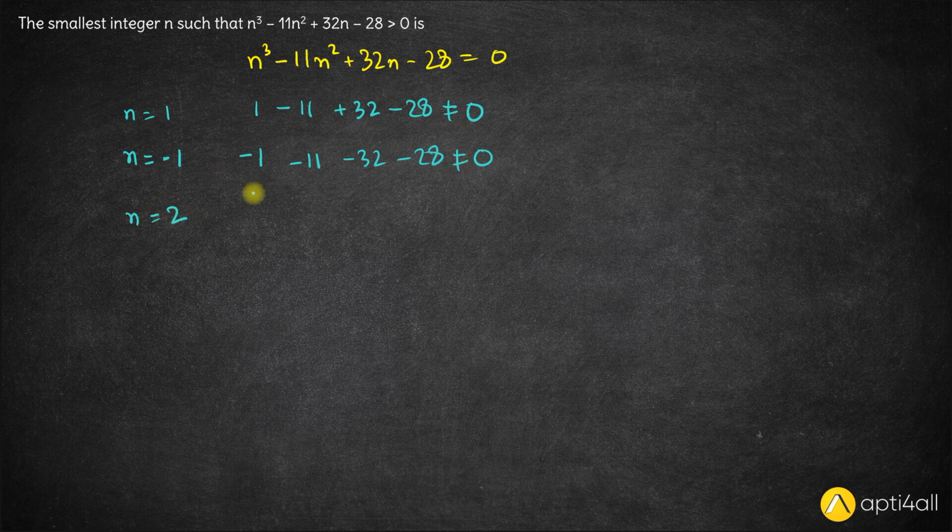What if n is equal to 2? If n is 2, 2 cube is 8. Minus 11 into 2 square, 4 into minus 11 is minus 44. Plus 32 into 2 is plus 64. Minus 28. Okay. So here we have 8 minus 28 is minus 20, minus 20 and minus 44 is minus 64, and minus 64 plus 64 is 0. So n equals 2 is a root of this equation.